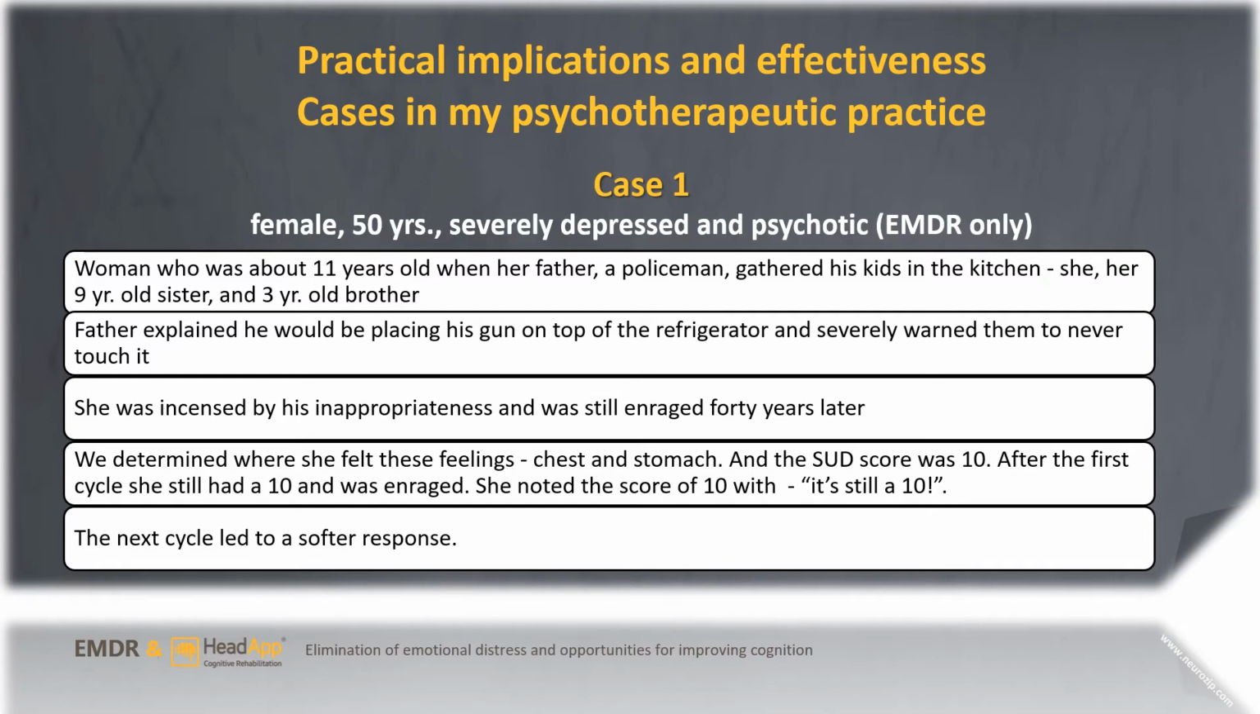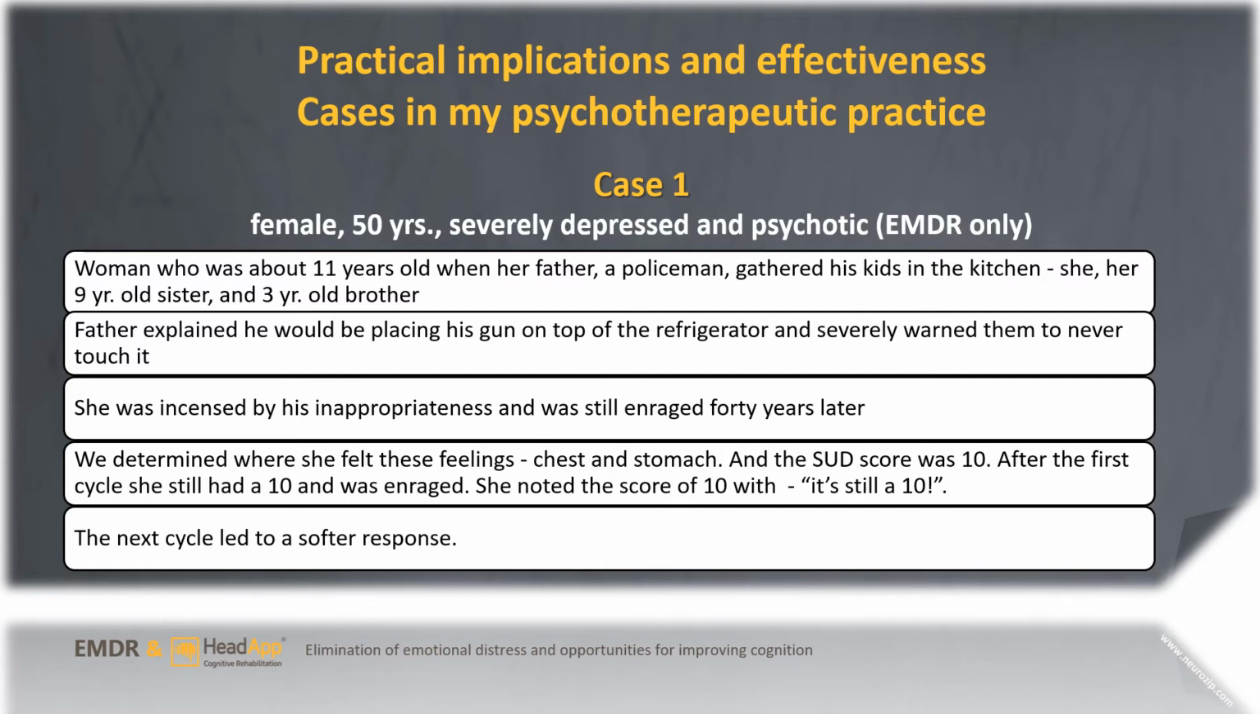So she presented with an issue that goes back to her age of 11, when her sister was 9 and her brother was 3. The father was a police lieutenant, and he decided that he was going to tell his kids where he was going to put his gun. He had them in the kitchen. He put it on top of the refrigerator and used curse words and said, if you ever touch this gun, you're going to wish that you never did. And that enraged her, mainly because of her 3-year-old brother who panicked and didn't really understand what was going on.